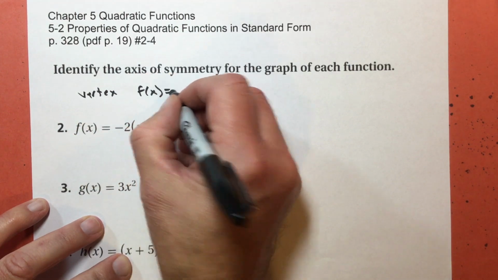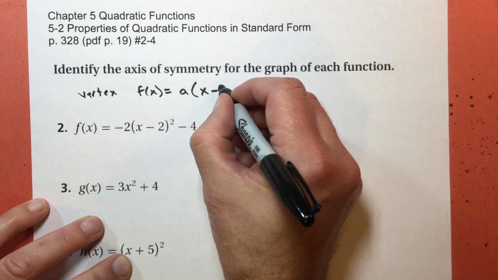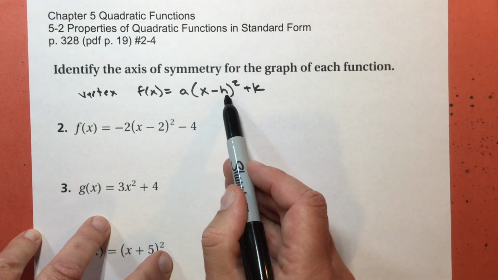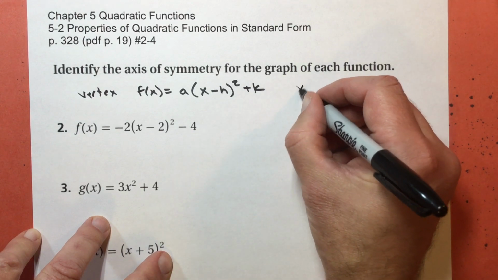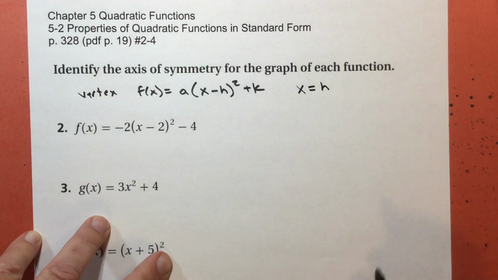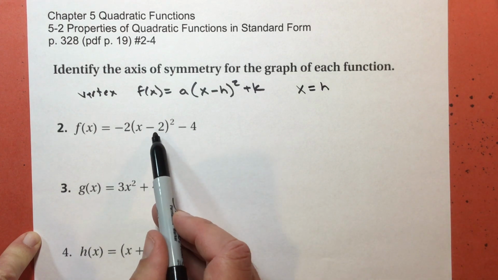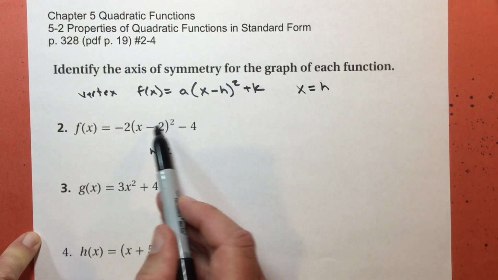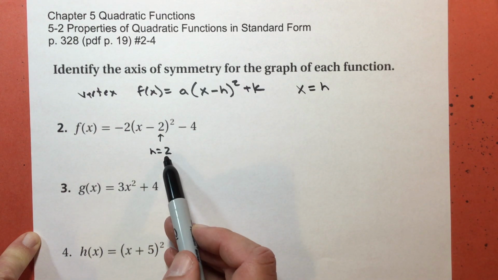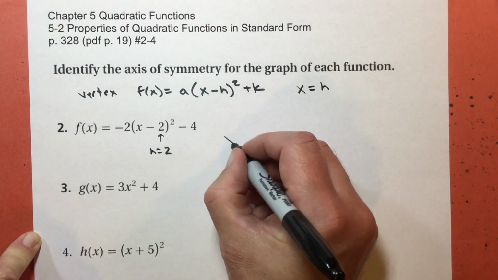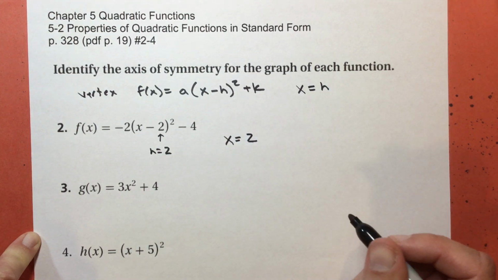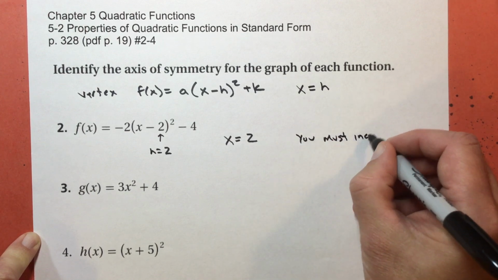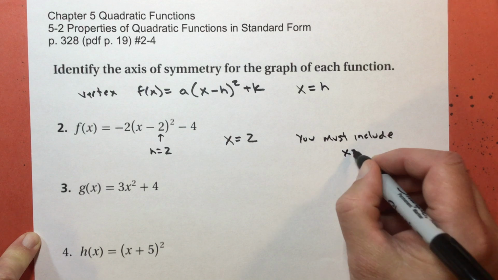the function is a times x subtract h squared plus k. All I need to do is figure out what the h is, and the axis of symmetry is going to be x equals h. So, what's my h? It's right here. H equals 2. Because I'm subtracting my h, I'm subtracting 2. H equals 2. So my axis of symmetry is x equals 2. You must include the x equals part.